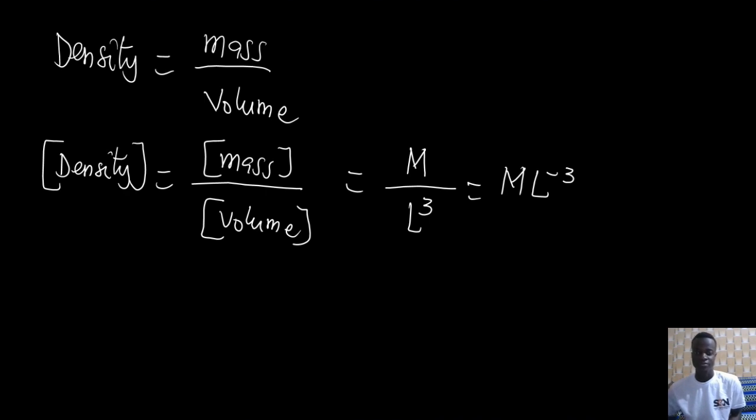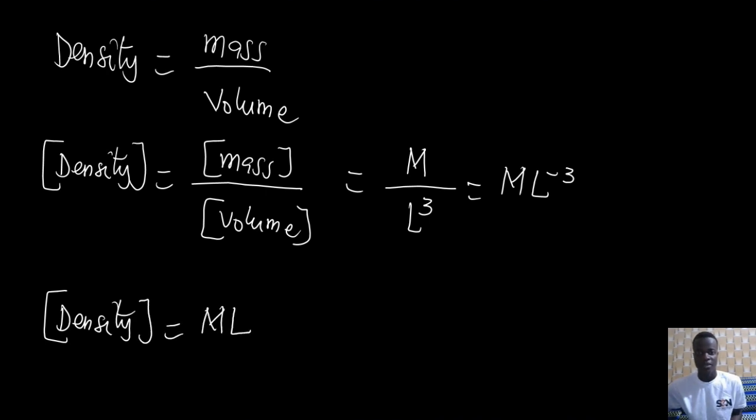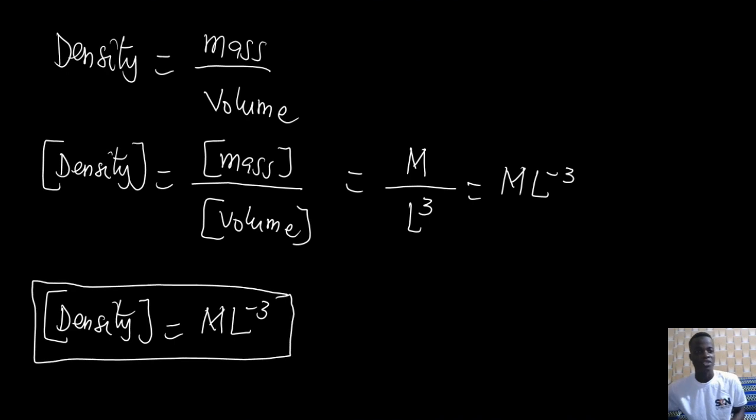So if you are bringing it up, then in order to get rid of the division line, you have M L cube. So the dimension of density is capital M, capital L to the power negative 3. So only the L is to the power negative 3. This is the dimensional value of density. Great. Now let's move away from density, and the next one we are going to look at is velocity.